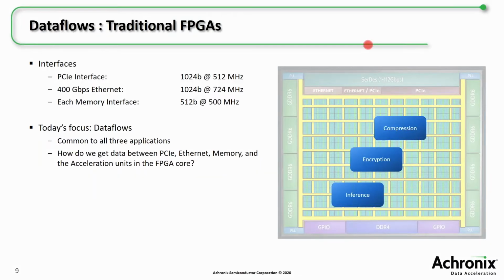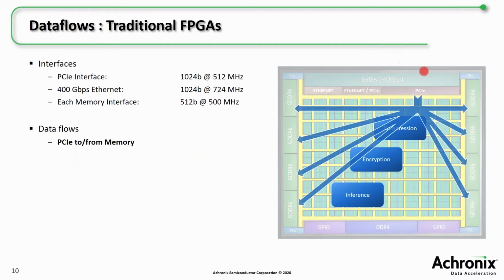So in today's presentation, we're going to focus on the data flows that flow through the FPGA, and these you'll note are common to all 3 applications. So the question here is, how do we get this data between PCI Express, Ethernet, the external memory, and then the acceleration units that we have in the FPGA core? I'm showing here some examples of acceleration units. The functionality of the acceleration units doesn't matter so much. We're focusing on the data flow.